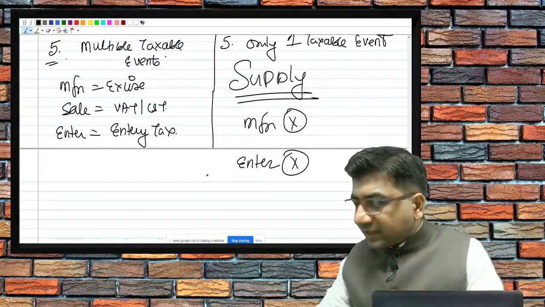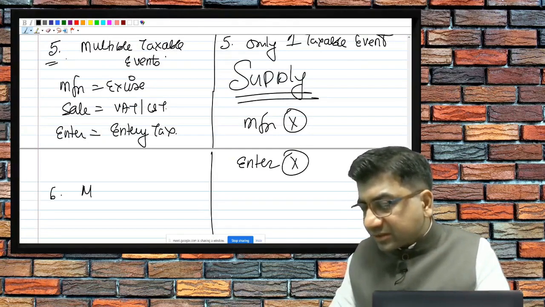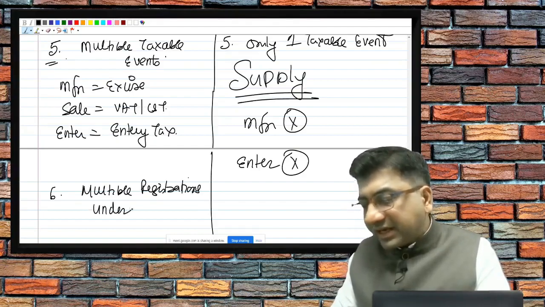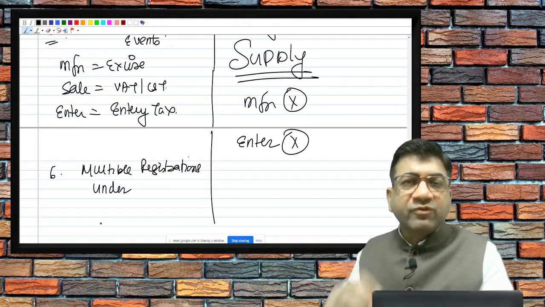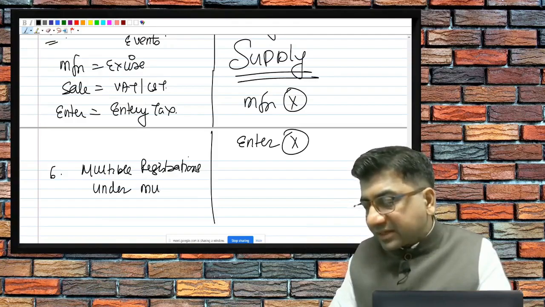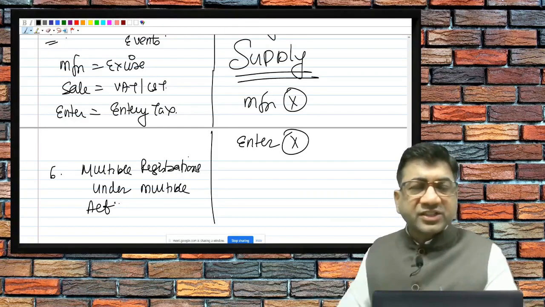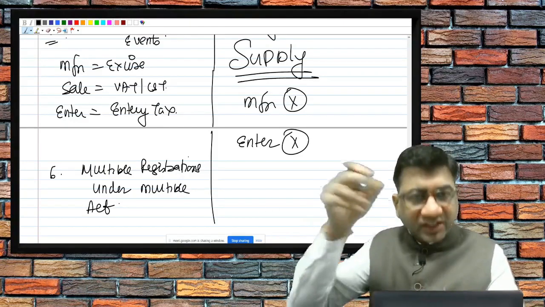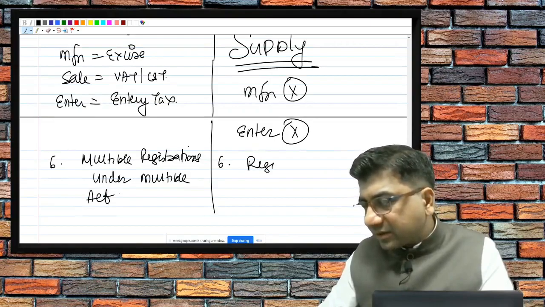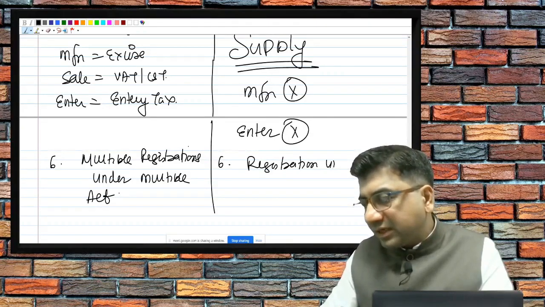Now there were multiple registrations under multiple acts, like having multiple girlfriends and multiple boyfriends and multiple parents. Multiple registrations under multiple acts. You had an excise registration, a VAT registration, a CST registration, a registration under octroi, but there is only one registration under GST.